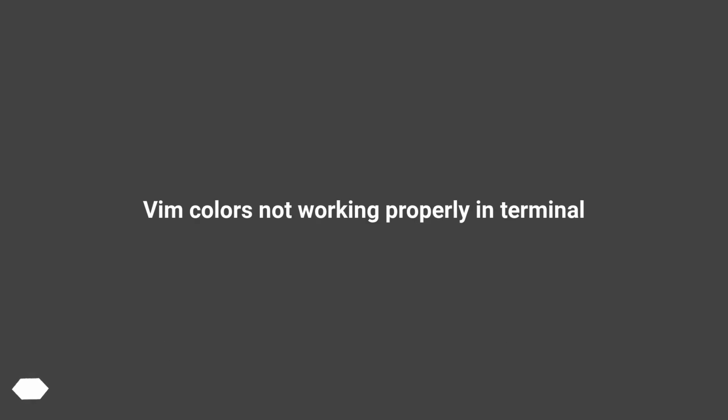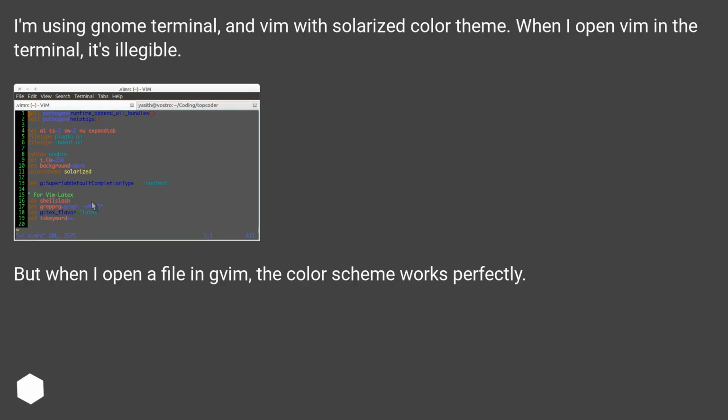Vim colors not working properly in terminal. I'm using gnome-terminal and Vim with the solarized color theme. When I open Vim in the terminal, it's illegible. But when I open a file in Vim, the color scheme works perfectly.